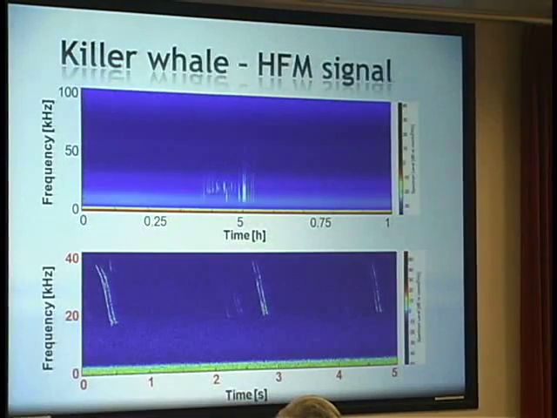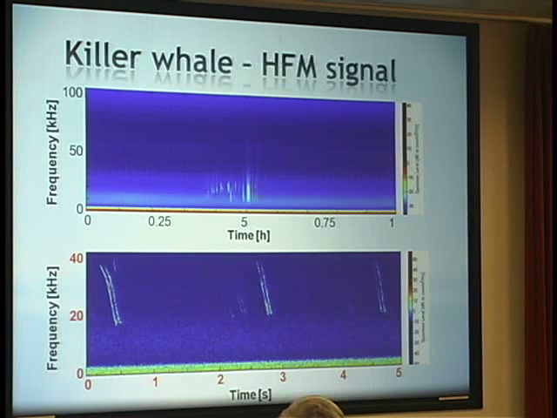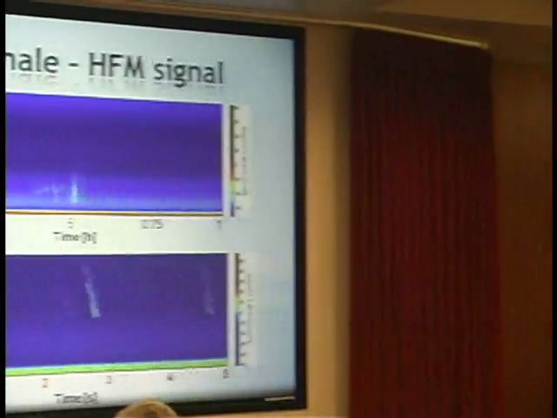And then additionally, killer whales produce what we call a high frequency modulated signal. It's questionable still what the purpose of that signal is, whether it's a communicative signal or not, but it ranges from about 40 kilohertz down to maybe 15, and it has a fairly regular repetition of about once every 2 seconds or so. So those are very distinct signals that you can definitely distinguish and find for killer whales.